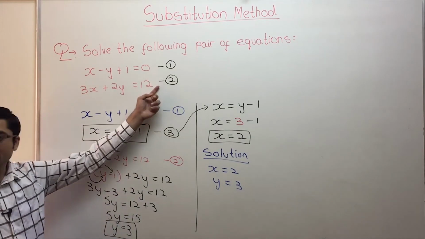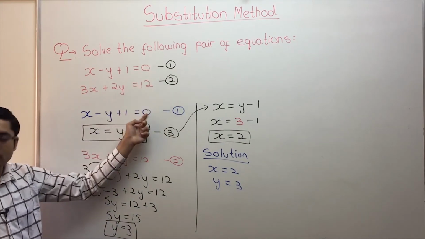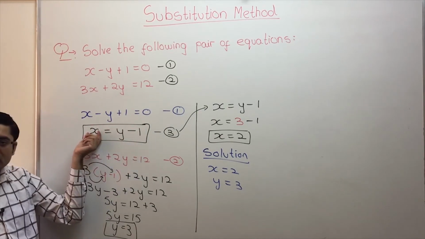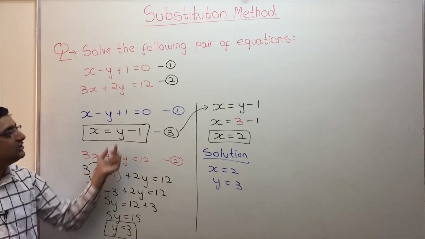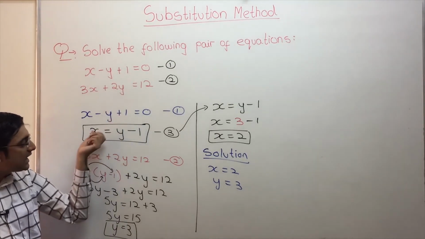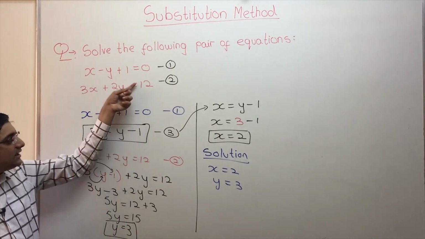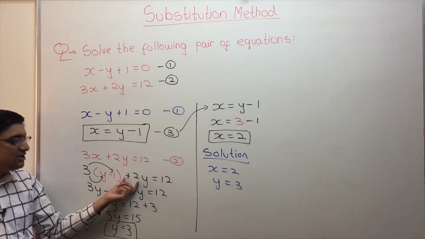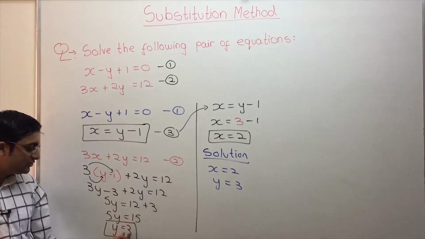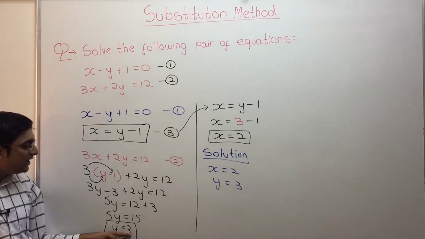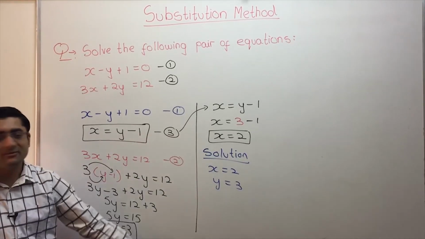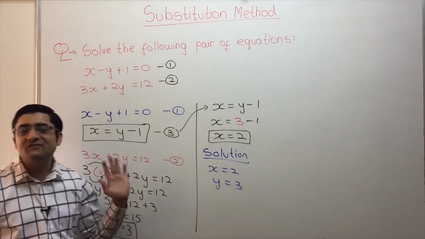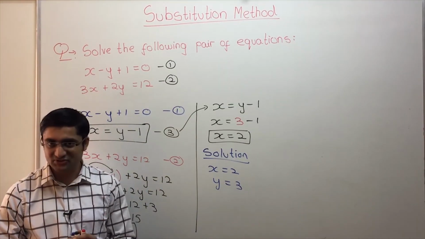The first step is label your two equations, copy any one equation over here, express one variable in terms of the other, and substitute this variable in the other equation. First I took equation number 1. I got x in terms of y. Now in the other equation, replace x by this value. The purpose of doing this is, now we get a linear equation in one variable. Solve for that variable, substitute this value of the variable over here, and you get the other variable. So x is equal to 2, y is equal to 3. This is how you solve a pair of linear equations by the substitution method.